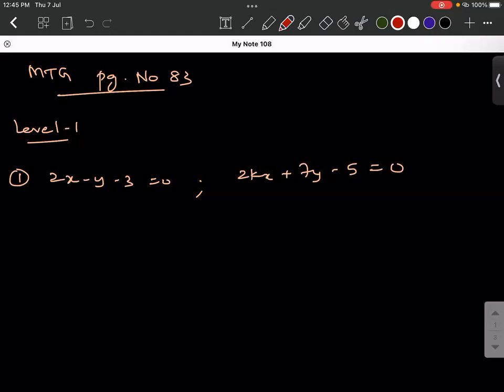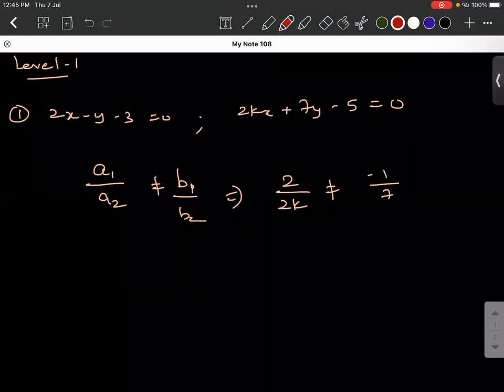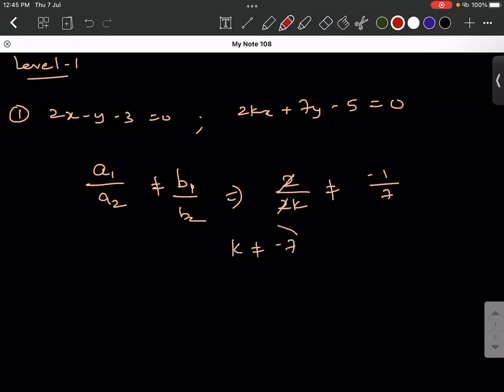So if it has to have a unique solution, what should be the condition? A1 by A2 should not be equal to B1 by B2, which implies 2 by 2k should not be equal to minus 1 by 7. Is that right? So 2 and 2 will get cancelled. So k should not be equal to minus 7. So it can take any real number except minus 7.